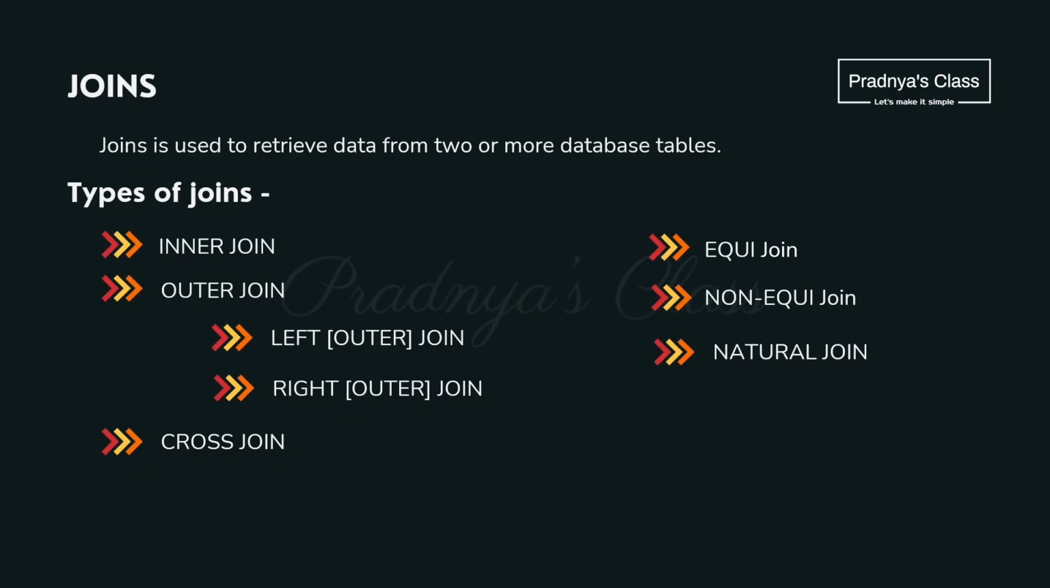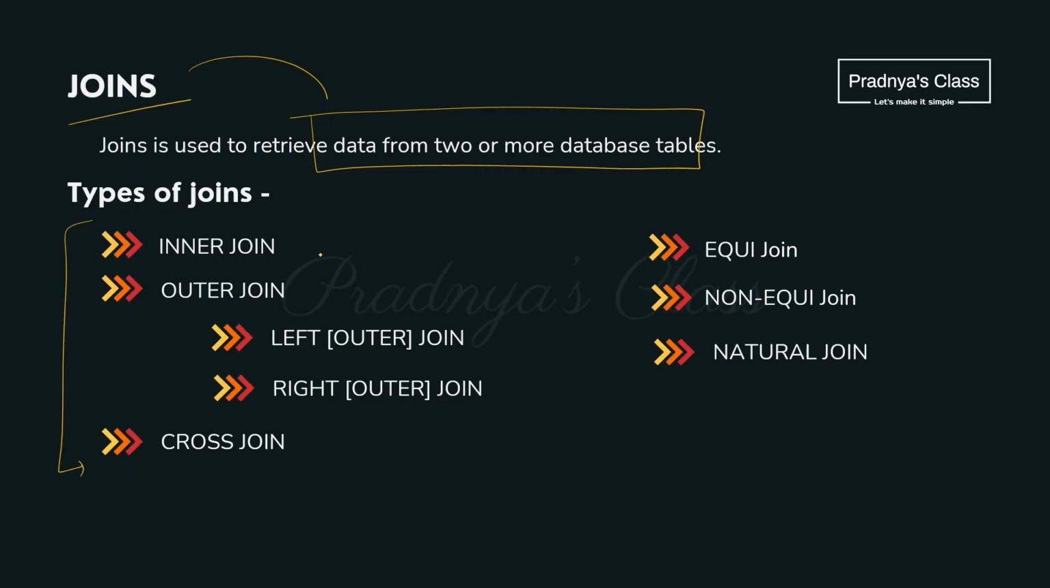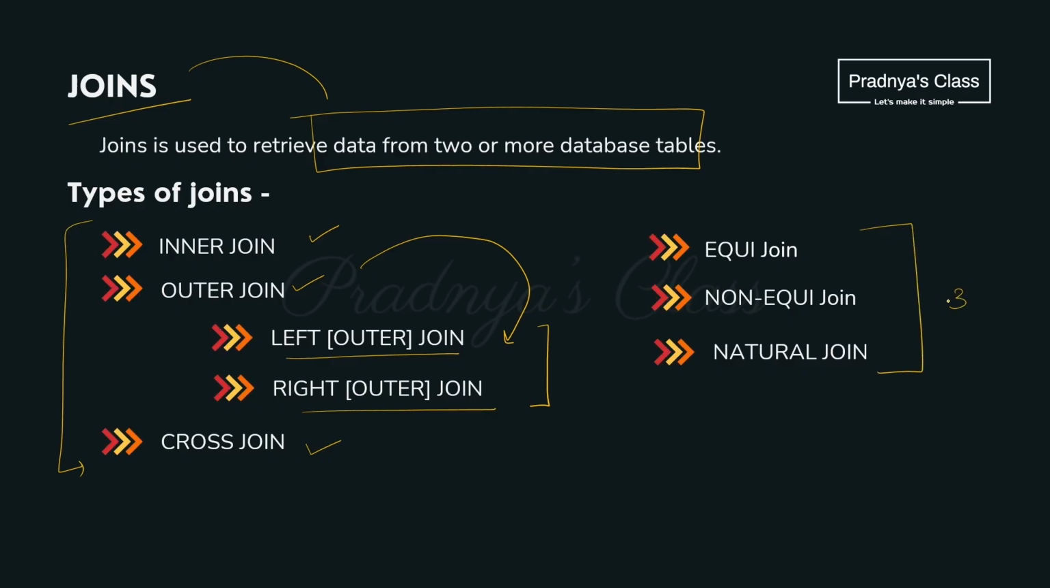Now we are at the last topic of MySQL, but this is also important, that is the join. It is used when we want to retrieve the data from two or more tables. How the data will get retrieved will be based on the type of the join. Here are three types of join: inner join, outer join and cross join. Outer join is again divided into two categories: left join and right join. Apart from this, we have three more joins: equijoin, non-equijoin and natural join.